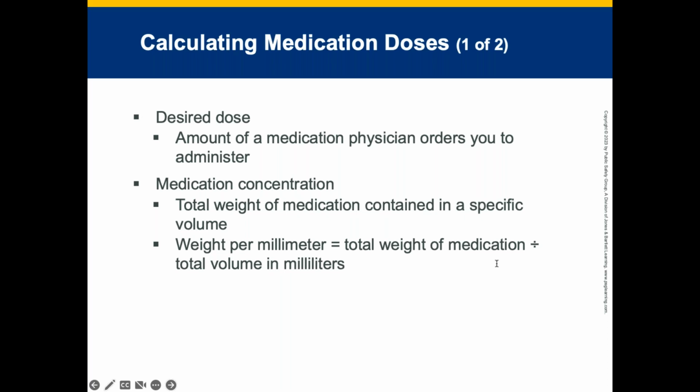Okay, that goes back to desired dose, concentration, and volume to be administered. My desired dose is 40 milligrams. My concentration is 500 in 10. So I have to give 0.8 mLs to meet my desired dose of 40 milligrams. Does that make sense?